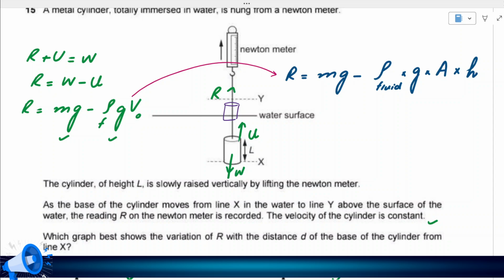The portion, the depth or the height or the length of the portion that is submerged in the liquid. Now the situation is, as the object starts coming out of the surface of the water, the upthrust would decrease. It makes sense. The upthrust would decrease, and when it's completely out of the surface of the water, the upthrust would decrease to 0.